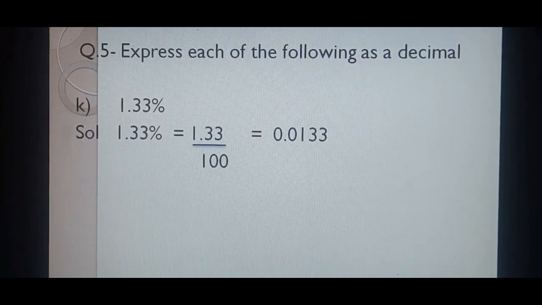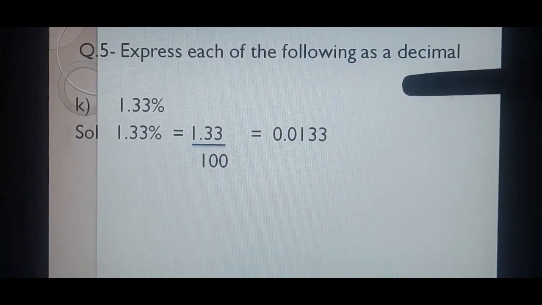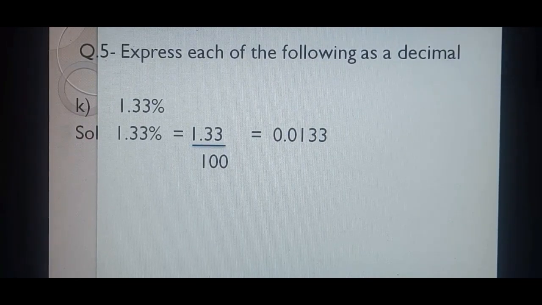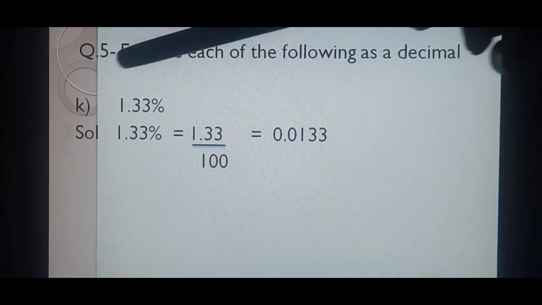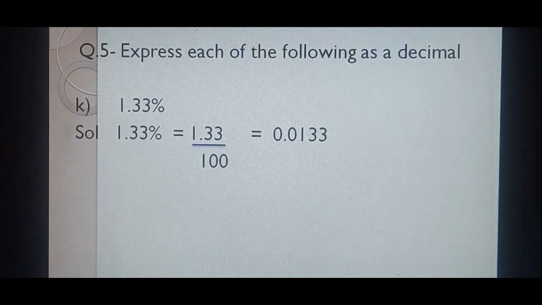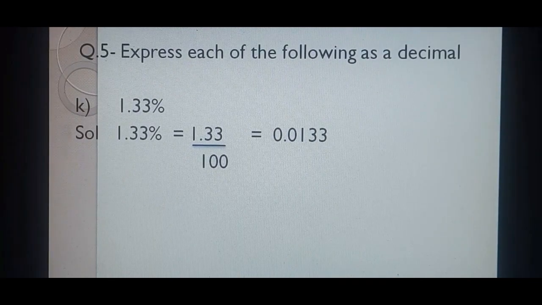Next is our question number 5. Express each of the following as a decimal. Now we have to convert in decimal form. Recognize the question and then apply the method according to the question. Okay? K part is a 1.33%. We have to write in the form of decimal.